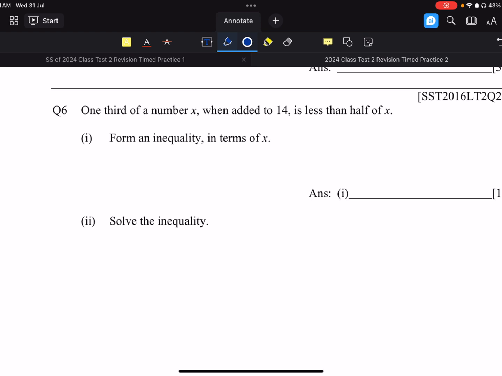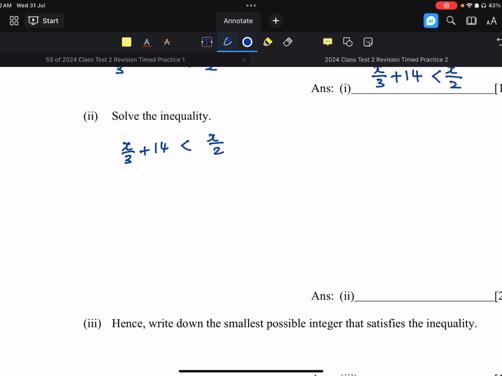Now moving on. 1/3 of a number x when added to 14 is less than half of x. So what it means is 1/3 of x when we add it to 14 is less than half of x. So that is what they are looking for. Okay, so we can write it in this way, x over 3 plus 14 is less than x over 2. Now they want us to solve this.